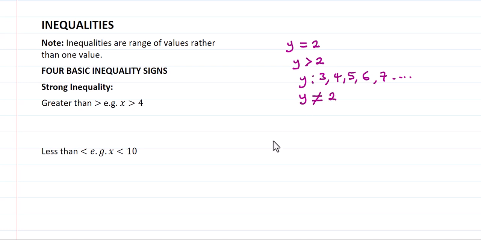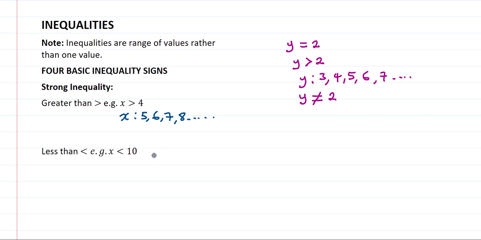Let's talk about the four basic inequality signs, starting with the strong inequality. Here we'll have greater than. For instance, we can say x is greater than 4. It simply means that x is a range of values above 4. We cannot start from 4. So here x can be values such as 5, 6, 7, 8, and up to positive infinity.